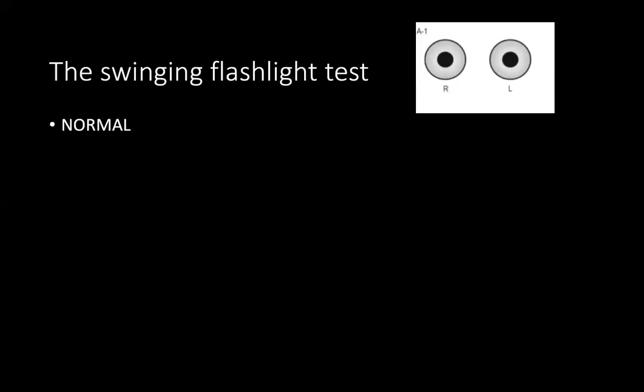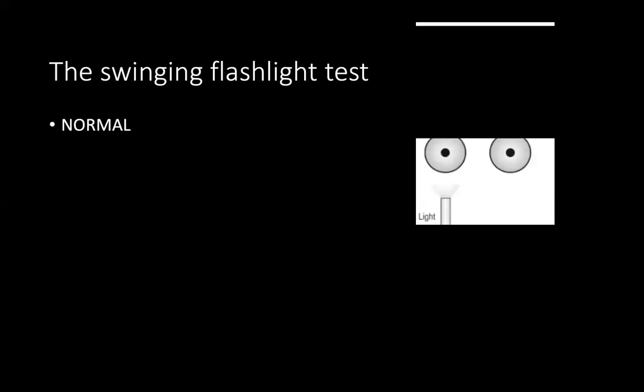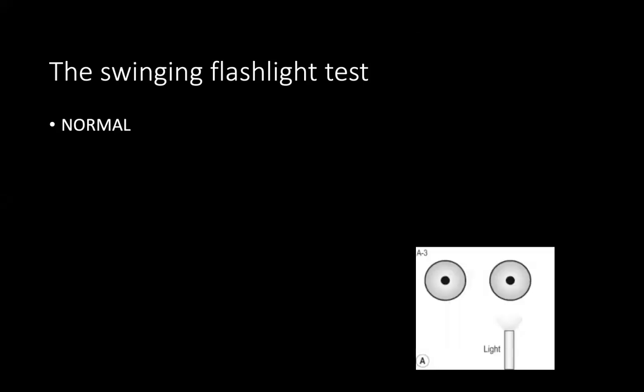So here's how we figure out whether or not there's an APD. A normal pupillary response without an APD: you've got both pupils the same size. You push the light to the left side. Both pupils constrict the same way. You swing the light over to the other side. Both pupils constrict equally. That's a normal pupillary exam.